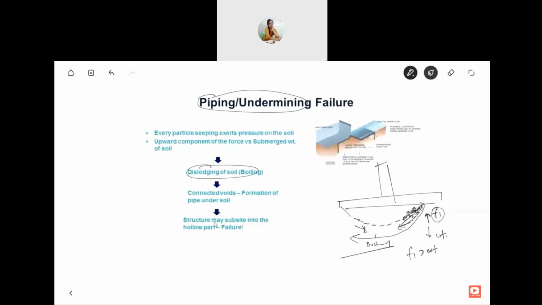So this formation of connected voids, that is, it keeps on forming voids which may go into a hollow kind of structure, is known as a pipe. That is why it is known as piping failure. If there is a hollow part, obviously the structure will try to subside into this hollow part, and because of which it fails. So that is known as piping failure.